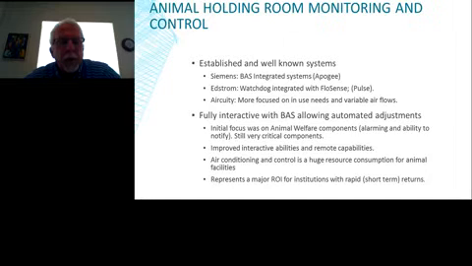These are fully interactive with the BAS. The initial focus was always on animal welfare components, the alarming and ability to notify. These are still very crucial components throughout all these systems. And then there have been improved interactive abilities and remote capabilities as we've gone on. Air conditioning and control tends to be one of our huge resource consumptions for the animal facilities, and one where we have a lot of cost in regards overall to this. It represents a major ROI for institutions with rapid short-term returns if it can be managed appropriately.